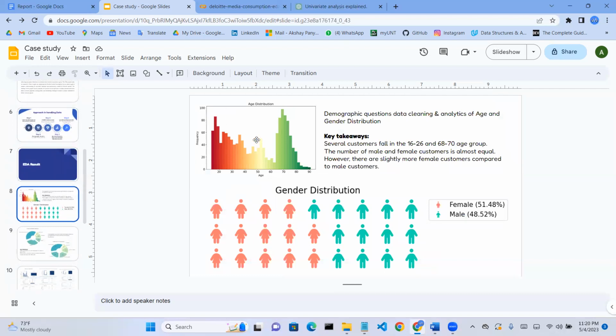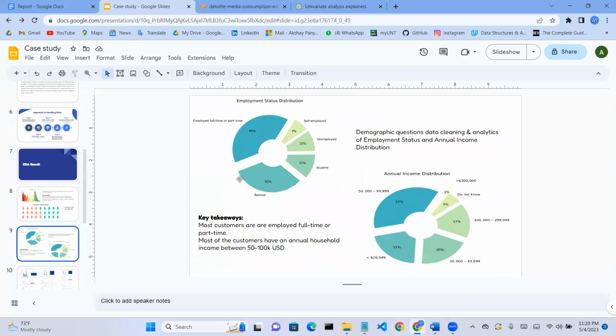The age distribution among the US people is this, and this is the gender distribution. The key takeaways of these two graphs are: many customers fall in the 16 to 26 and 68 to 70 age groups, and the number of male and female customers is almost equal. However, there are slightly more female customers compared to male customers.